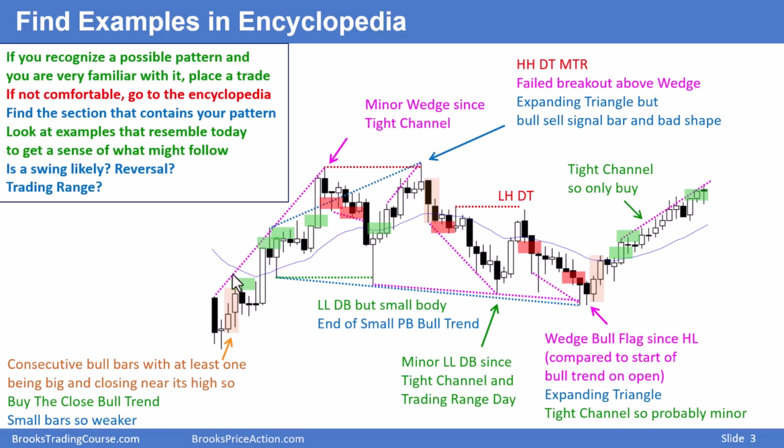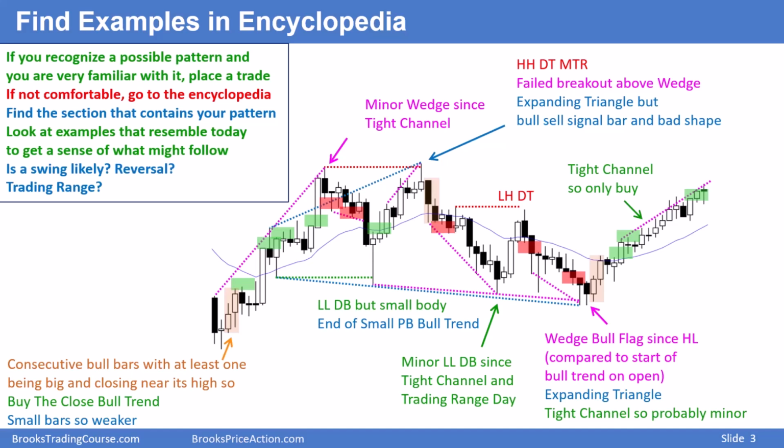Here we had a rally. We had 3 attempts down, 1, 2, and 3, a wedge top. But in a small pullback bull trend, it's probably a minor reversal. This is a double bottom with this low, but a bad buy signal bar. It's a lower low, so a little bit weaker, and it follows a fairly big bear bar. This is probably a minor reversal. So it looks like today is going to be a trading range day.